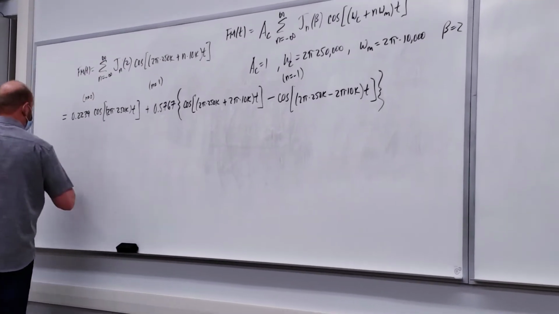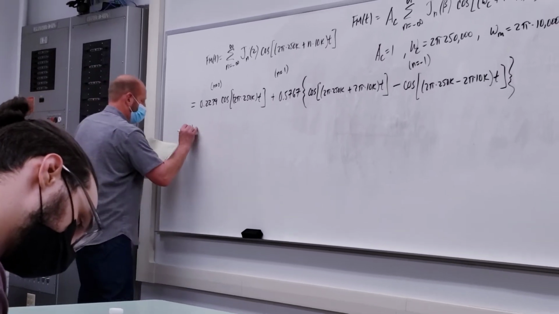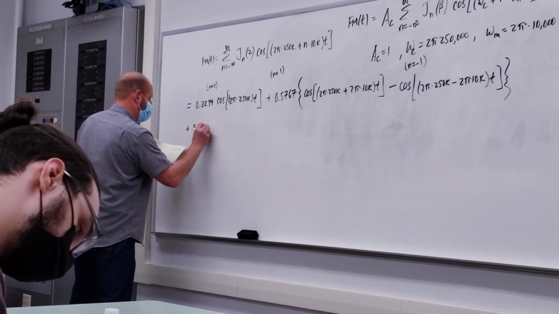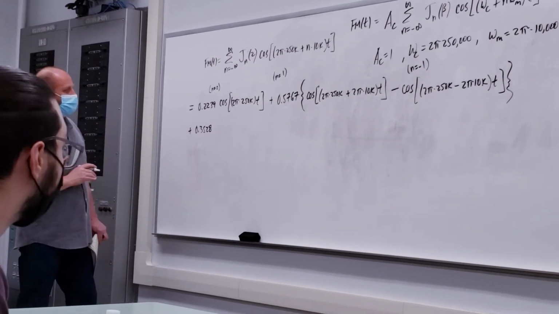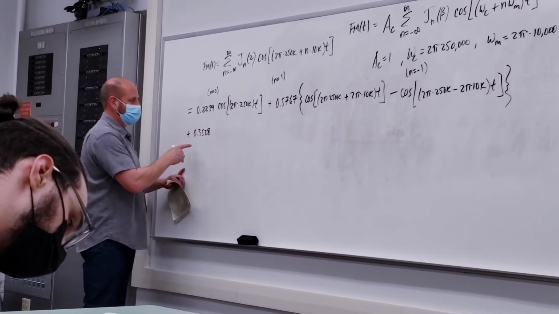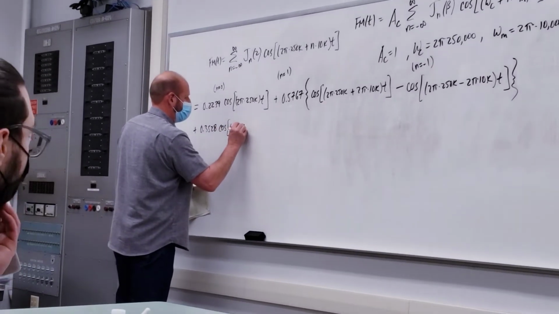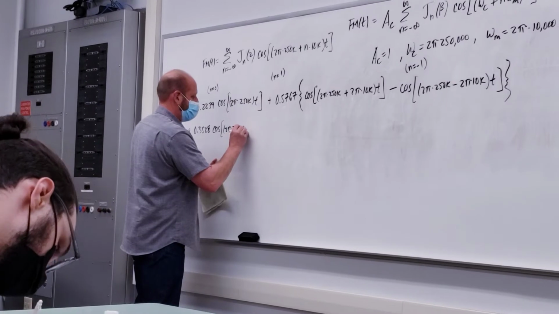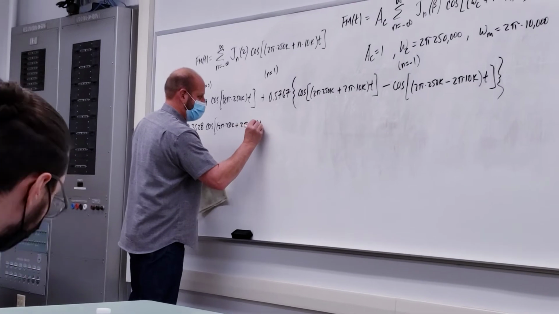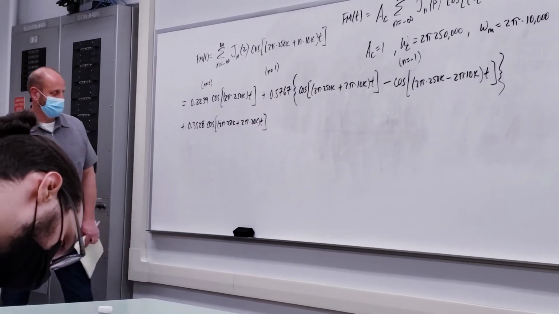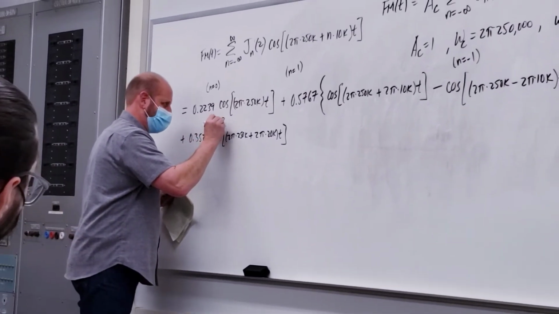N equals 2. For n equals 2, I get plus 0.3528 for my J2 of beta, beta equals 2 as well. J2 of 2, cosine 2 pi times 250,000 plus, okay, now 2 times 10k, so 2 pi times 20k t. So this is our n equals 2 term.